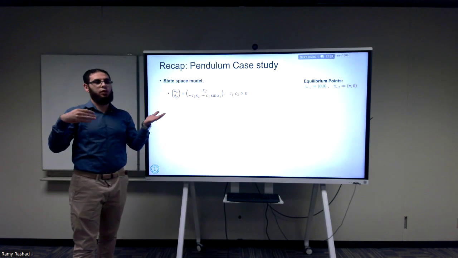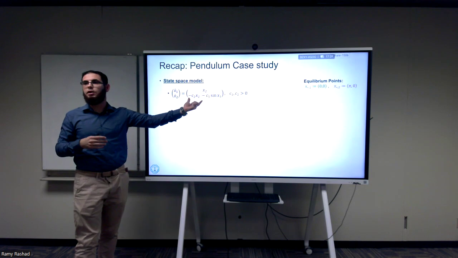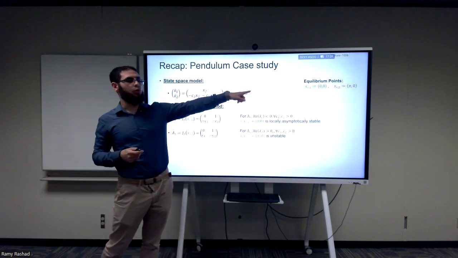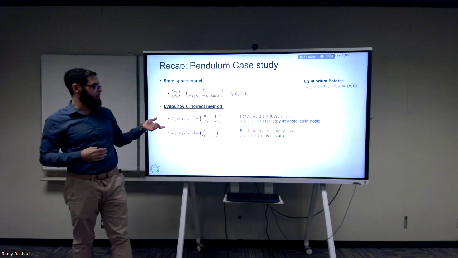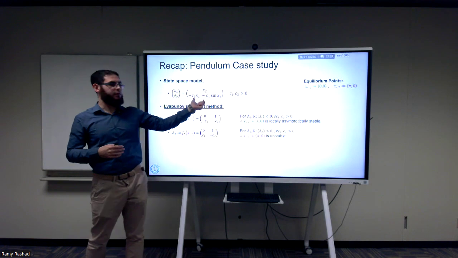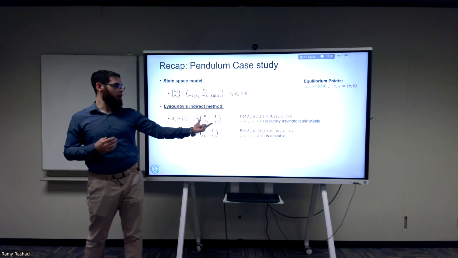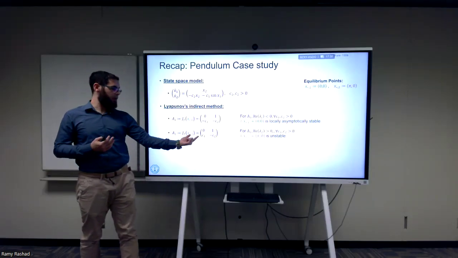We just replaced the mass, the damping coefficient, and the length with two positive constants. We had two equilibrium points, one which is the downward position, one which is the upward position. Then we looked at Lyapunov's indirect method. We took the Jacobian of this dynamical system and evaluated it at the first equilibrium point. We got this 2x2 matrix.